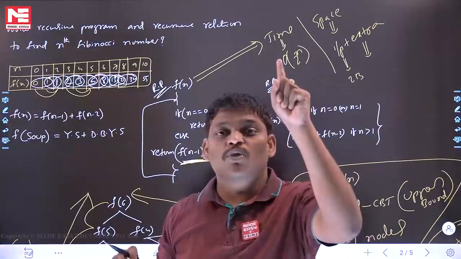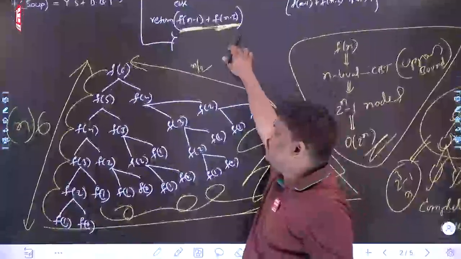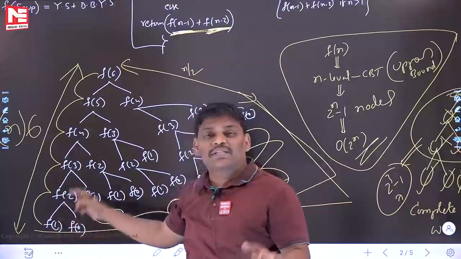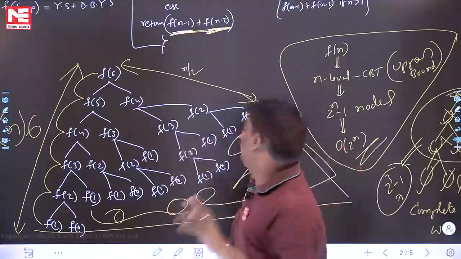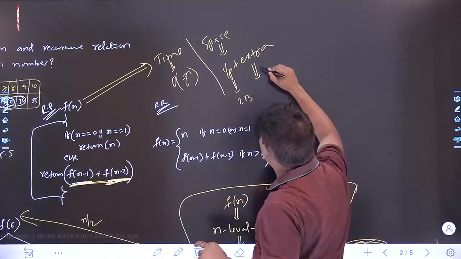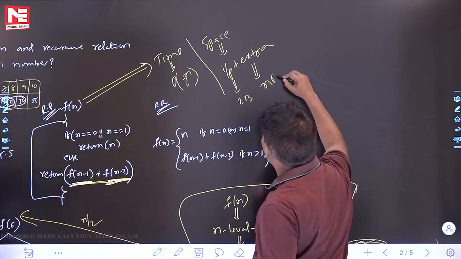In the recursive tree, how many levels are there? I think n levels on this side, n by 2 on the other. Maximum how many? N levels. I think everyone knows. Extra stack space is nothing but the maximum space you want. What is the answer? N level tree, so n bytes.